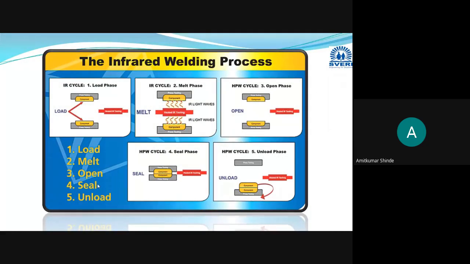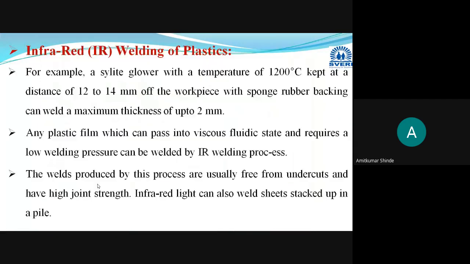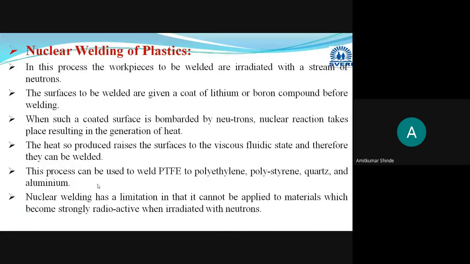Then after this infrared welding process, we will move towards the next type, that is nuclear welding of the plastic. This is the last type from your chapter, welding of the plastics. And after this the chapter will be completed.